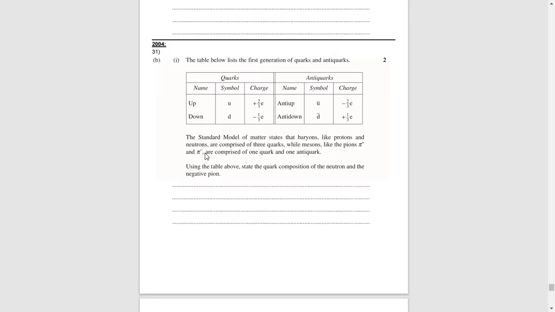So if it's negative, you have either up and anti-down, which will be +1, or down and anti-up. And so the neutron we already said is up, down, down. But the negative pion, because it's got a charge of -1, it must be a down followed by an anti-up. Because as we said, you can't have an up with an anti-up. That's not a particle, that's pure energy. You can't have down with anti-down. So the only other option is up and anti-down, which will give you +1, which is not what you want. So it's down and anti-up.